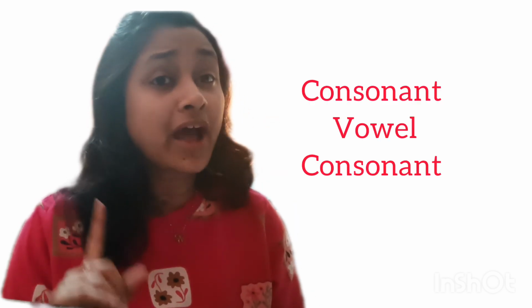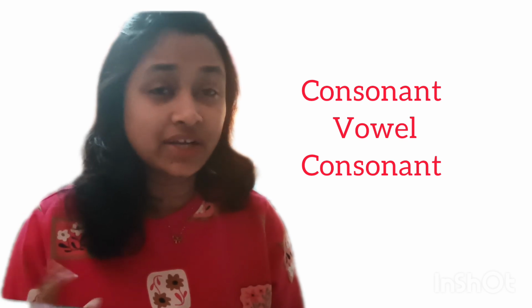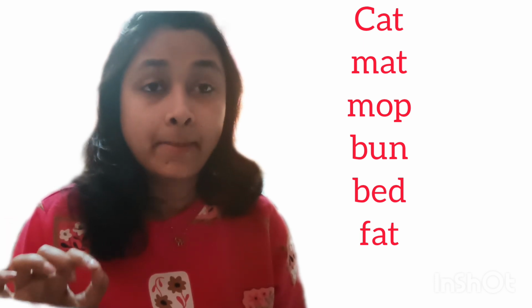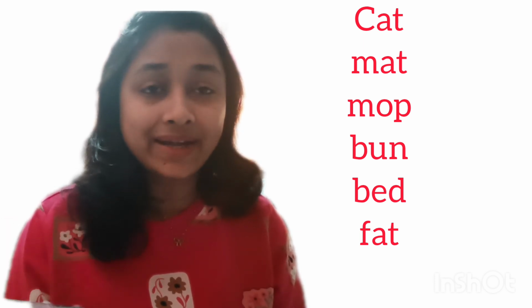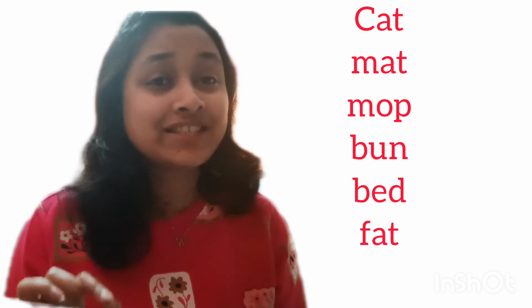First, let me give you the idea of CVC words. What is a CVC word? CVC words are three-letter words: one consonant, one vowel, and after that another consonant. CVC. So words like cat, mat, mop, bun, bed, fan. These are all CVC words.